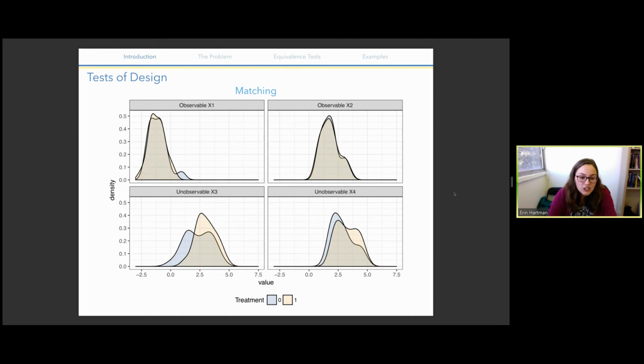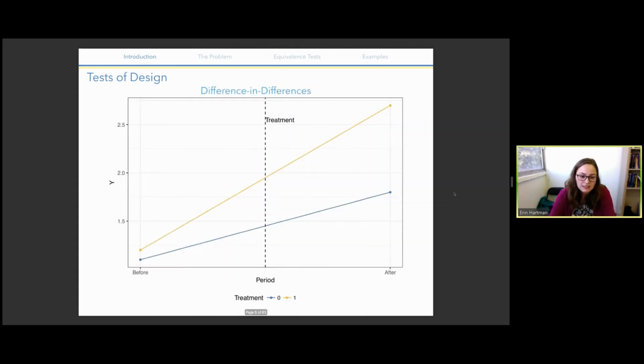But what we can check is, have we met the criterion for observables? Have we made the distributions look the same? And we could check this across a bunch of observable variables. Similarly, for difference in differences, we're asking, if we look at our before period down here, are these two points similar enough? Or if we had many different pre-treatment periods that we had measured, are each of the points similar enough? Do they look like a similar trend or a similar starting point for a difference in differences analysis?